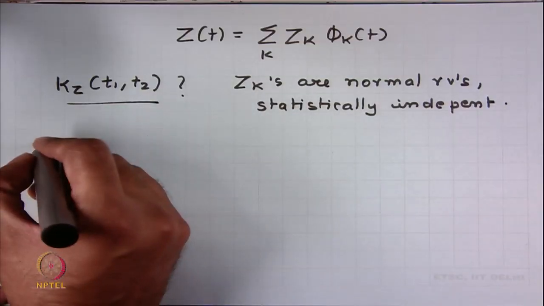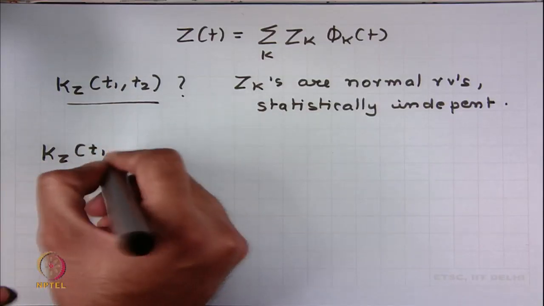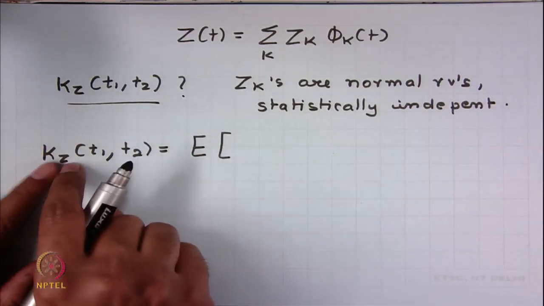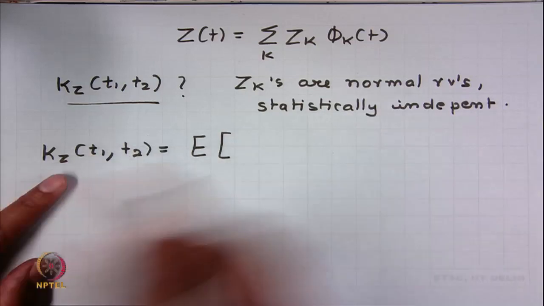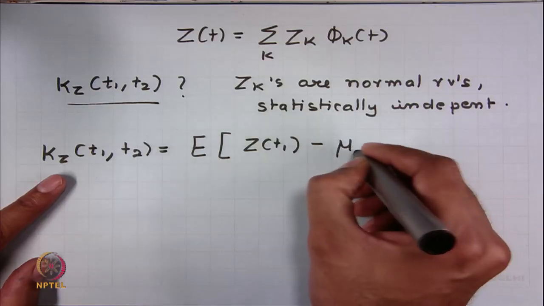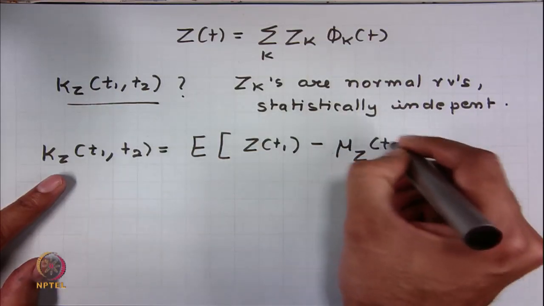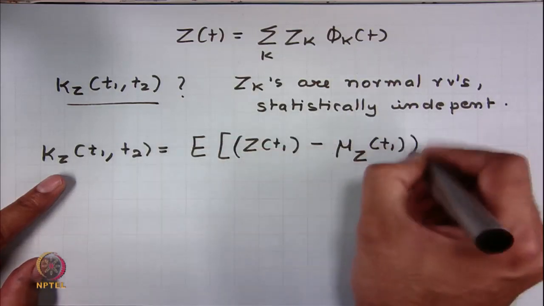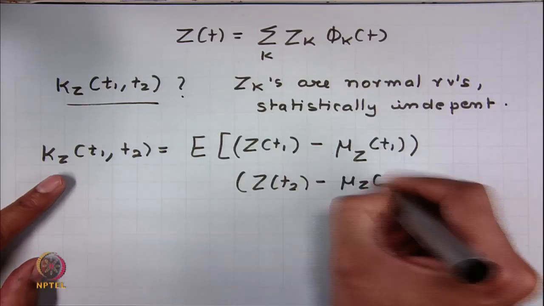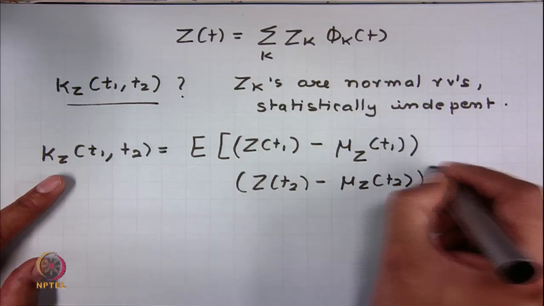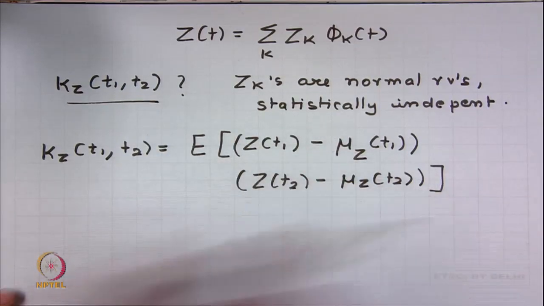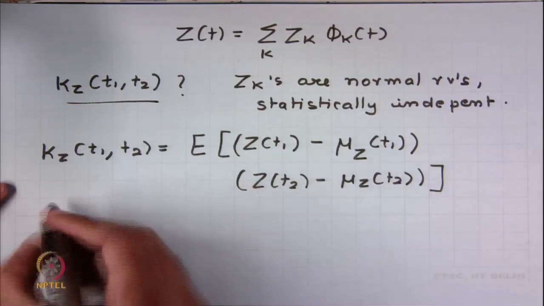So, let us start. What is covariance? By definition, the covariance is, so you have to collect a random variable by sampling z at time instance t1 minus the mean of z at time t1, into z of t2 minus mu z of t2. So, you have to find the expectation of this argument. So, let us now see what is mu z of t1.